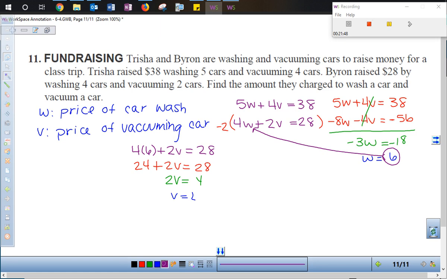Now finally, I need to write my sentence to describe my answers. So w equals 6, that means a car wash is $6. V equals 2, that means vacuuming is $2. So it costs $6 to wash a car and $2 to vacuum it.